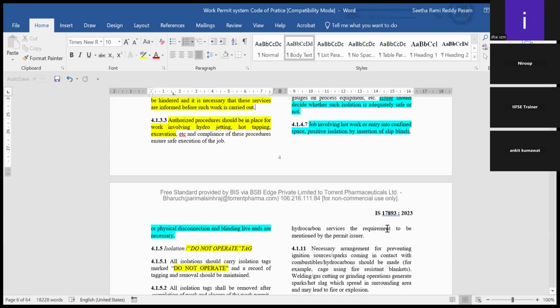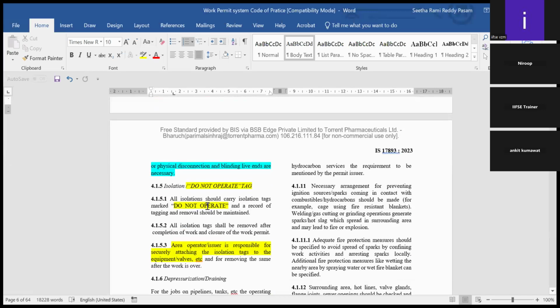In case of any hot work which is involved or entry into confined space, especially nitrogen in the confined spaces, there are incidents in pharmaceutical companies. They will definitely physically remove the connection with the reactor instead of putting a dummy. For the rest of the lines they use a dummy, but the nitrogen line they will physically disconnect.